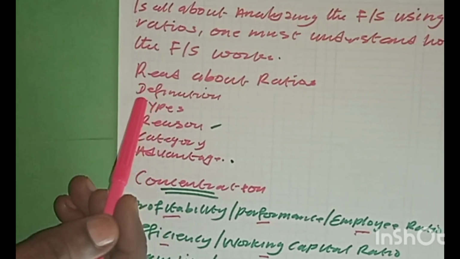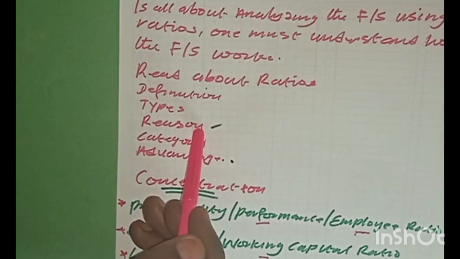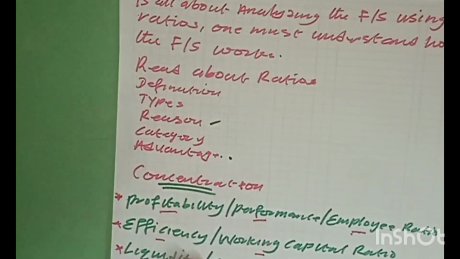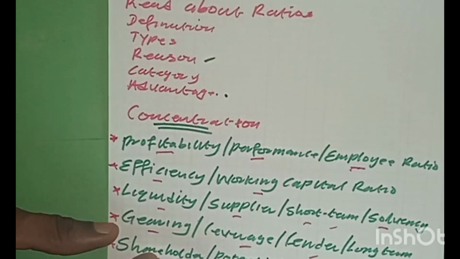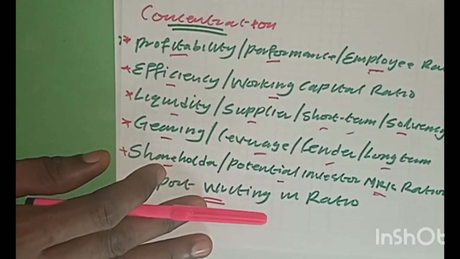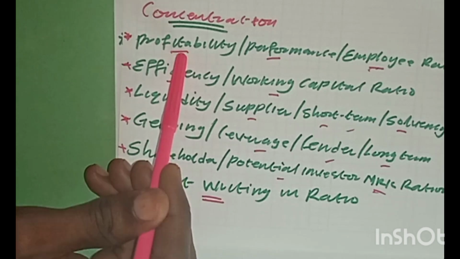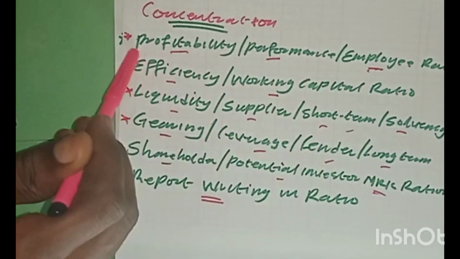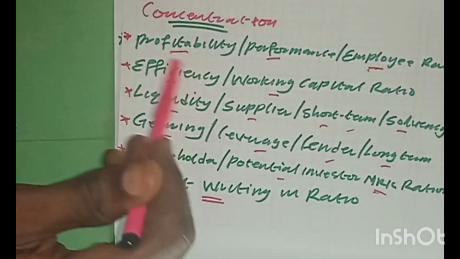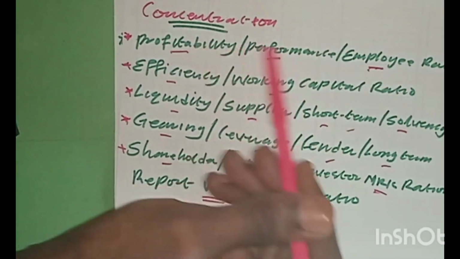Then after that, please, you read about the definition of ratio analysis, the types, the reason, the category, and the advantages. But the area we want you to concentrate more on is the calculation area. They might ask you for profitability, performance, employee ratio. They are talking about one thing. They will not ask you for all of these. They might decide to ask you employee ratio, know that they are talking about this.